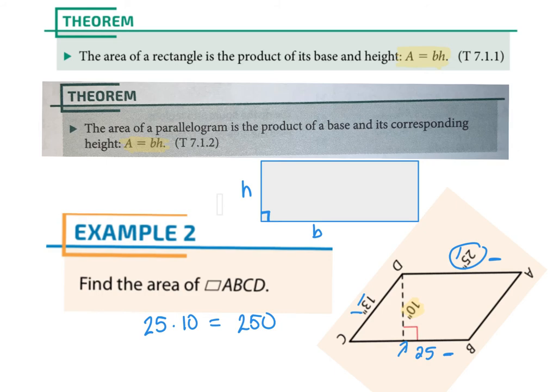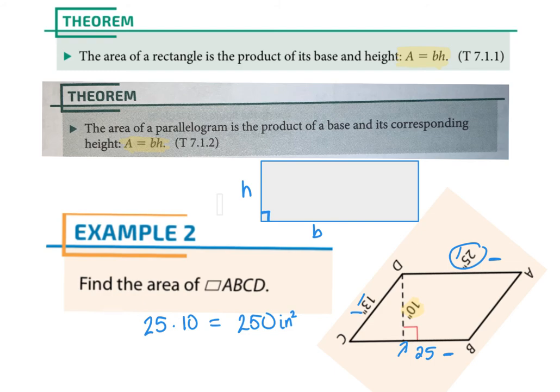They gave it to me in inches. That's what that little double dash there means. 250 square inches. And I don't need the 13 at all at this point. All right, so when they're talking about height, for a rectangle, it's just the side length because it is perpendicular.